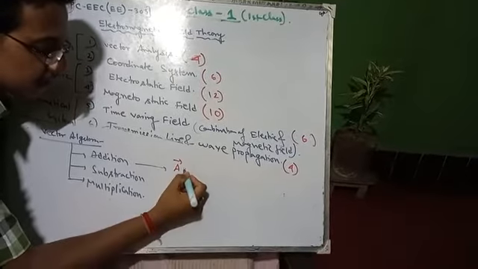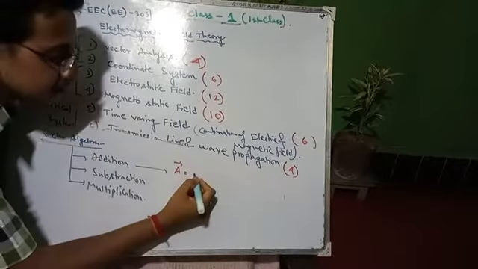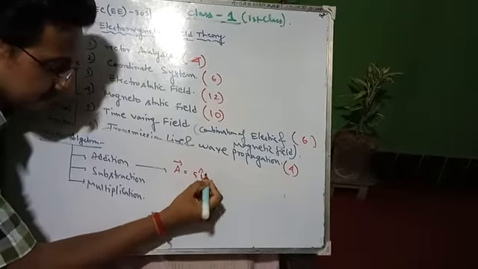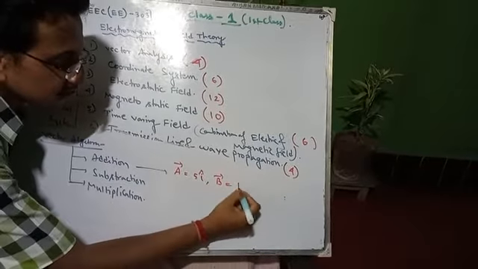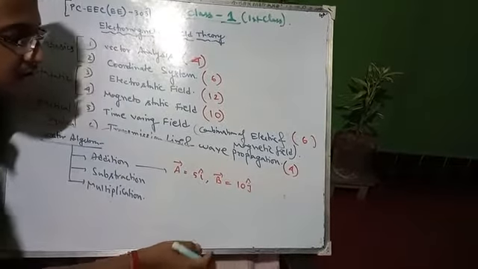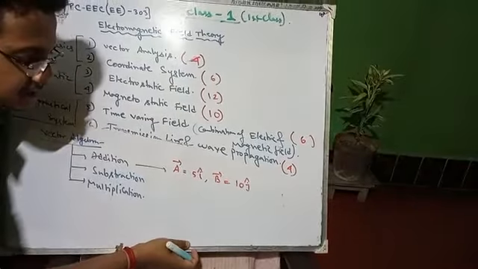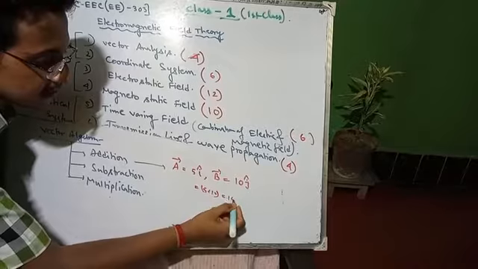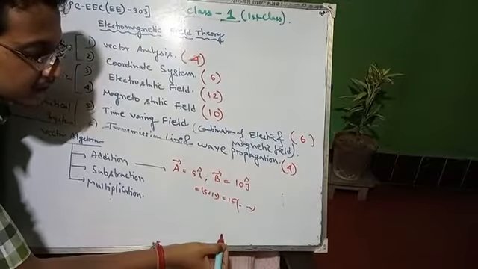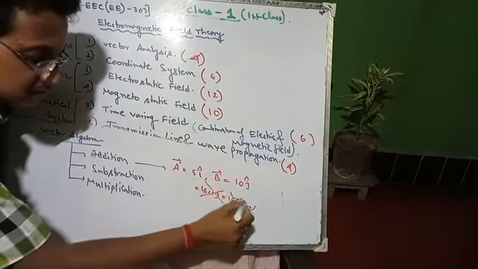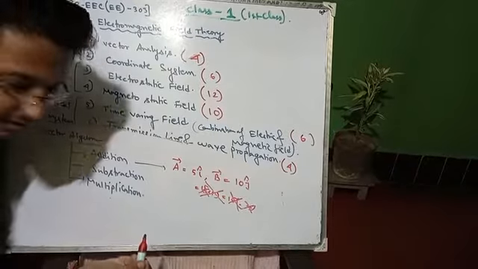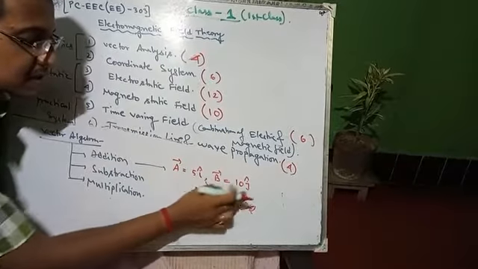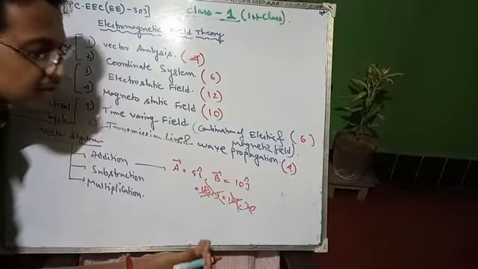Let us consider a vector A equals 5 I cap and B vector equals 10 J cap. Can you add this, 5 plus 10, it will be 15 and something? Never add like this way, okay? 5 I cap plus 10 J cap should be added by using the vector concept.